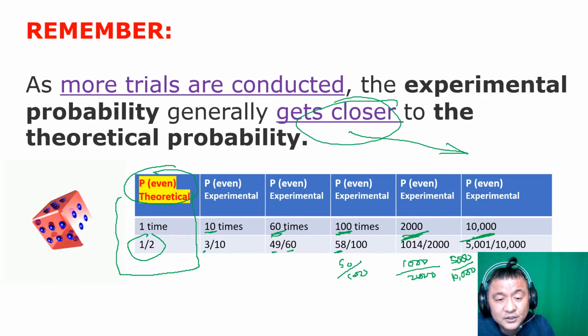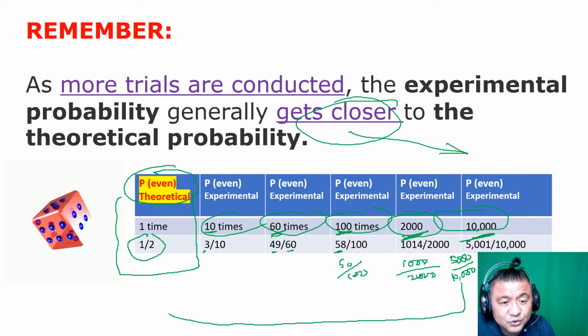Okay, so to make it closer, what will I do? Throw it more number of times. The more times you throw it, the closer it is to your theoretical. More experiments, right? The more samples you have, remember, the more it reflects the population.